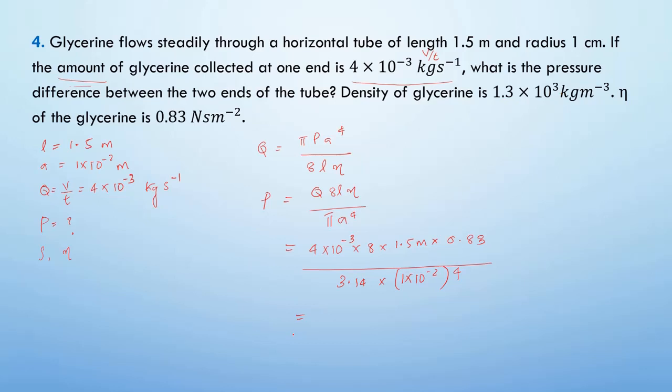Rho is not needed for this equation, and when we solve for this we will get 9.9 into 10 to the power 2 Newton per meter square, that is nothing but Pascal. You can write it in any unit you want, both are SI units. So the pressure difference between the ends of the tube is 9.9 into 10 to the power 2.